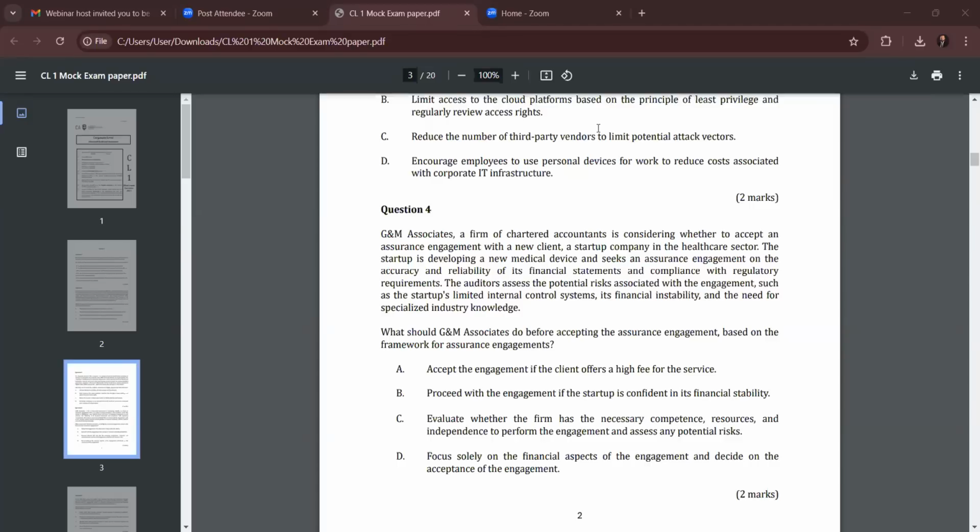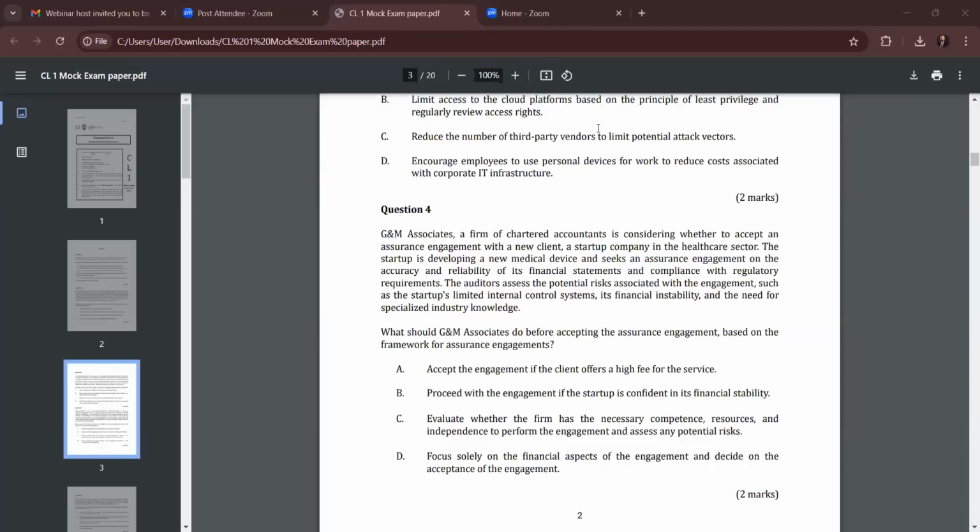What should GM and associates do before accepting this assurance engagement based on the framework for assurance engagement? So what does this audit firm have to do based on the assurance framework? Students, this is a review engagement, limited assurance, because startup assumptions-based forecasts are there.